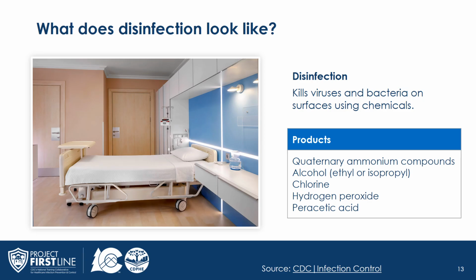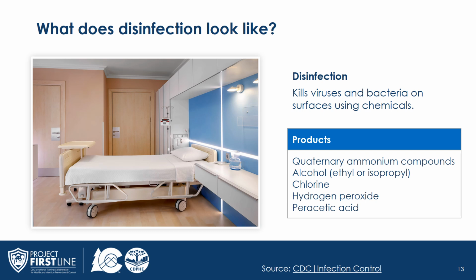As we look at the image, can we assume that the room is free of germs? The answer is no. While the room looks to be tidy and clean, we cannot assume that it's been properly disinfected just by looking at it. So, what is disinfection? Disinfection kills most viruses and bacteria on surfaces using chemicals including quaternary ammonium compounds, alcohol, chlorine, hydrogen peroxide, and peracetic acid. It's important to note that this is not an all-inclusive list of products. There are many more EPA-registered products that are designed for a specific purpose.